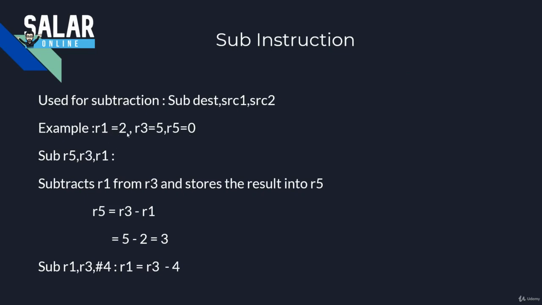Here R1 contains 2, R3 contains 5 and R5 contains 0. So R5 is the destination register and R3, R1 are the sources. So here what happens is R1 is subtracted from R3, that is 2 is subtracted from 5, and that gives us a result of 3, and this 3 is written into R5. Similarly, it supports an immediate value, and here 4 is subtracted from R3, and this result is written into R1. So we can look at the examples now.